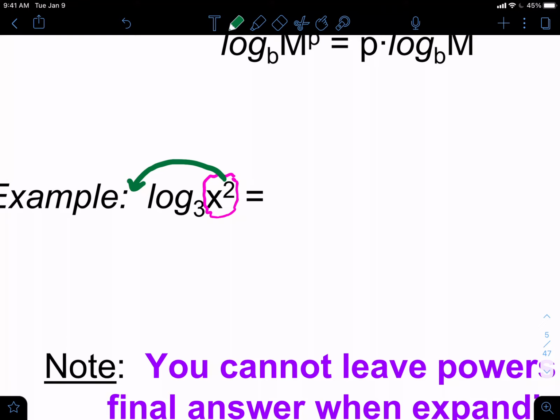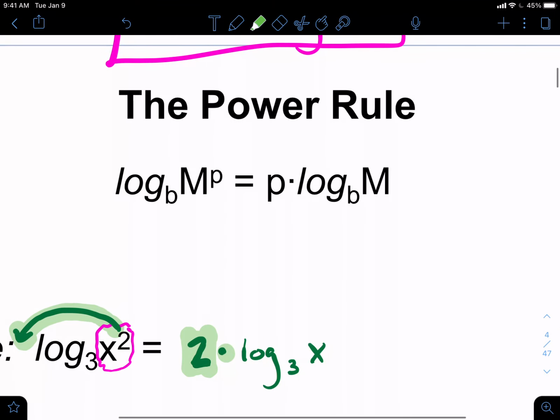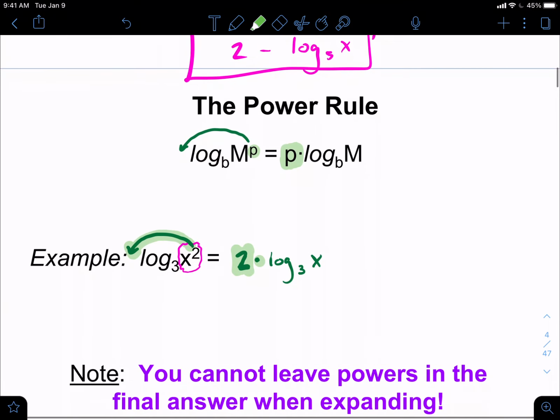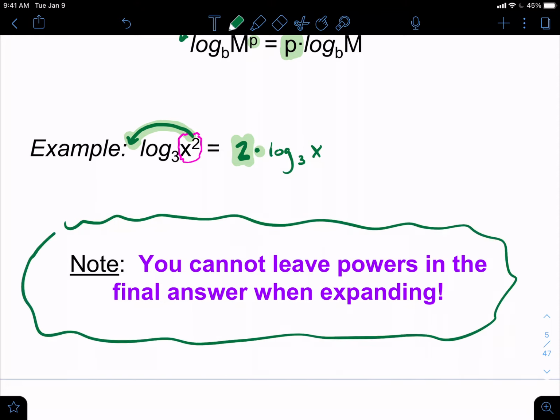And what I mean by that is that this can be rewritten as 2, right? There's that exponent getting pulled down in front, times log base 3 of x, right? So essentially, any exponents we have, we can pull down from the top, like you are seeing right here, and put it in front and multiply it by whatever it was attached to. So same thing's happening up here. This m has an exponent, so the exponent gets pulled down in front, and now it's being multiplied by that whole expression. This is what we call the power rule. Now, it does say here, you cannot leave powers in the final answer when you are expanding. Okay, so we're always going to have to use this power rule if possible.